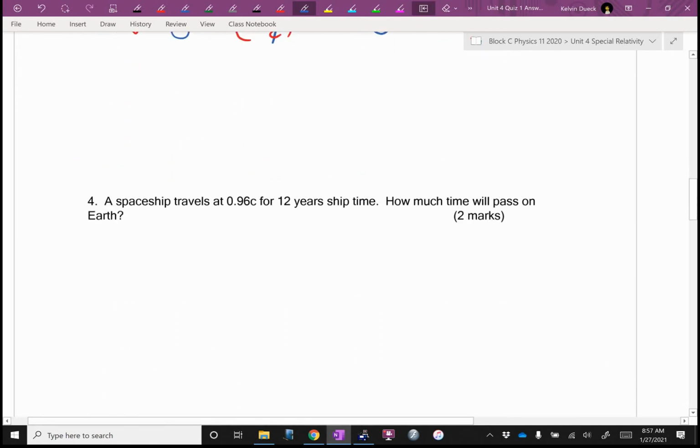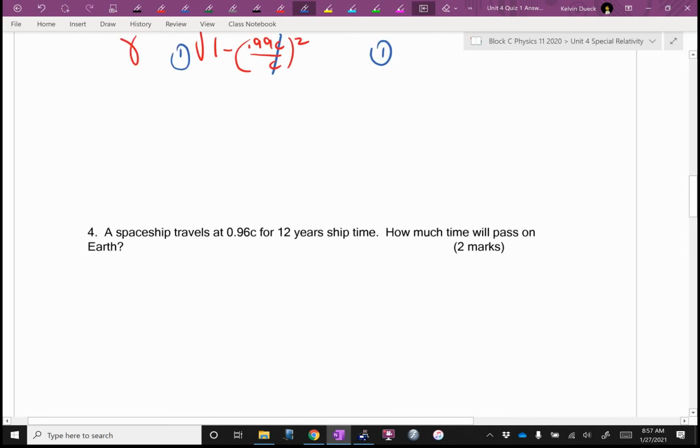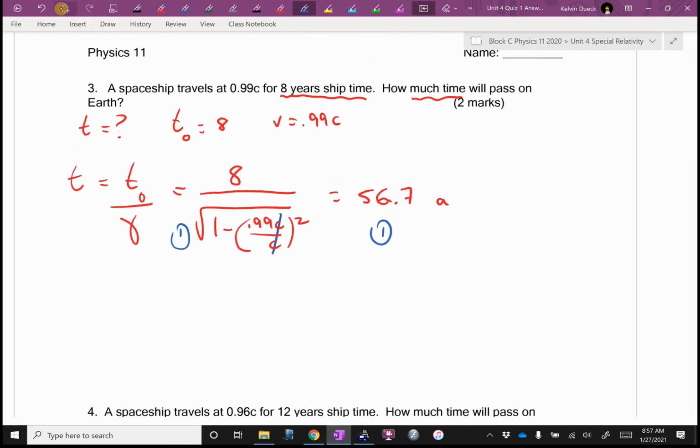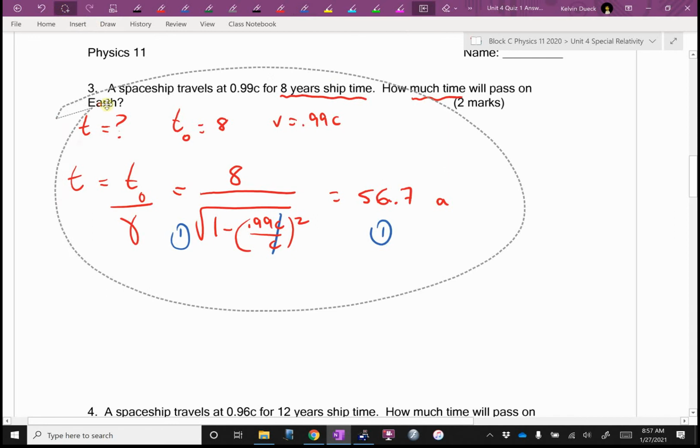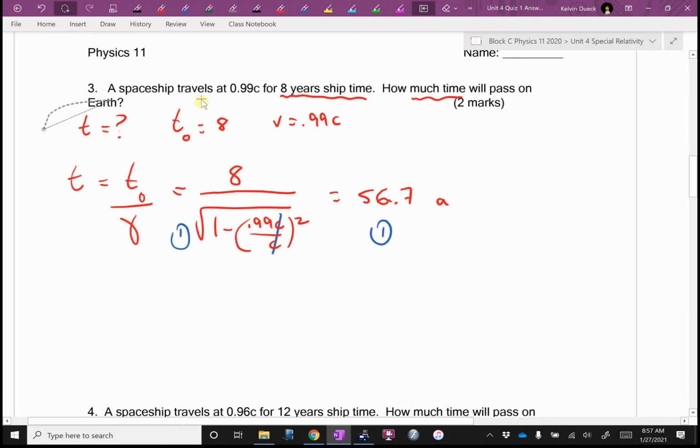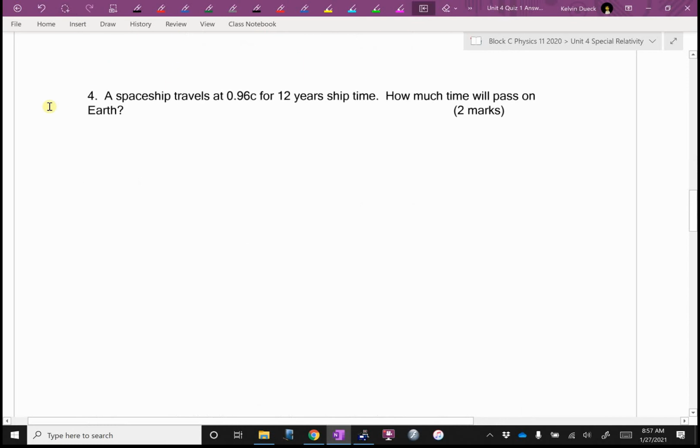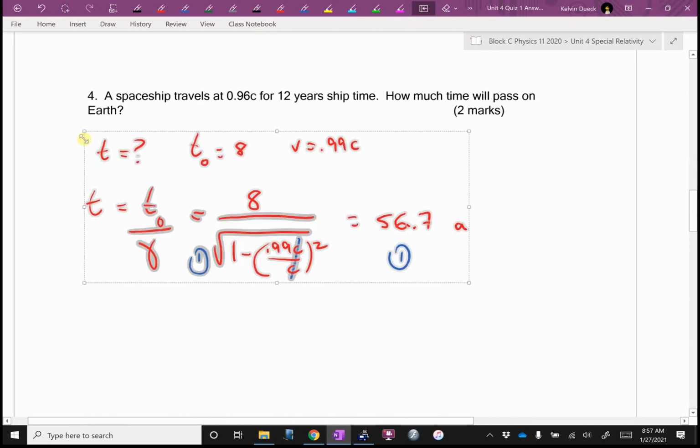Number 4 is the same question as number 3. In fact, I could almost do this. Try that again, Mr. Duick. I could go copy. I could go paste. What's the only difference? Instead of that and that are different. But it's still asking me to find time back on Earth.